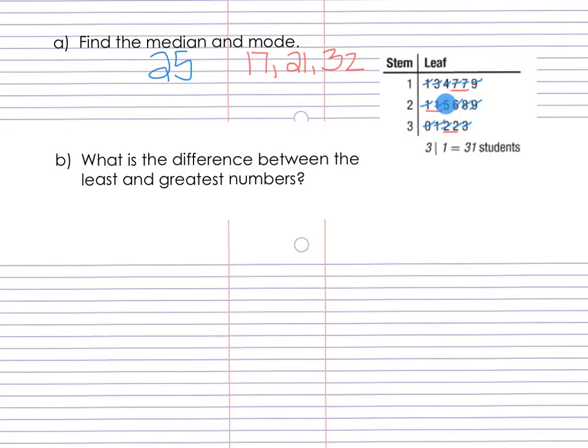Now let's find the difference between our biggest and our smallest. Our smallest is 11. Our greatest is 33. So we find the difference between the two, and we end up with a range of 22. Again, we haven't officially defined that, but that's what the range is. It's the difference between the smallest and the biggest number.